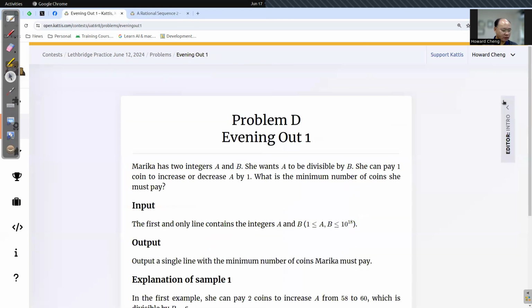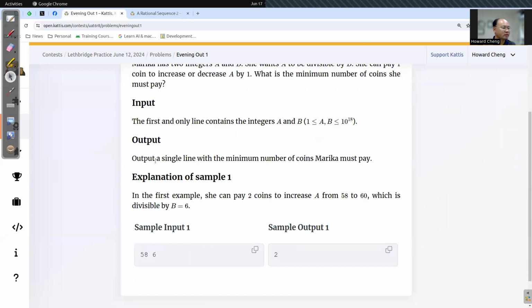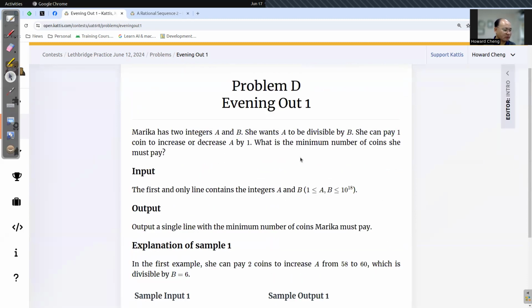Evening Out has a fairly short problem statement. It also has a fairly short solution, but you have to know what's going on, as usual. You have two integers a and b. You want a to be divisible by b. You can either increase or decrease a by 1. What is the minimum number of coins you must pay? The first and only line contains the two integers a and b. They're both at least 1, so that's good. Otherwise, you'd have to worry about division by 0 or negative numbers. And they go up to 10 to the 18.